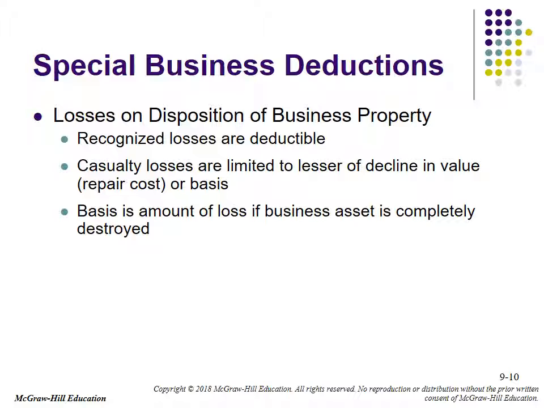If this asset was completely destroyed in a fire or stolen, there would be no repair cost. So you would be able to deduct the basis. So the lowest amount you can deduct when it's a complete loss is how much you still have left to expense of it, or the basis, cost minus depreciation taken for taxes.